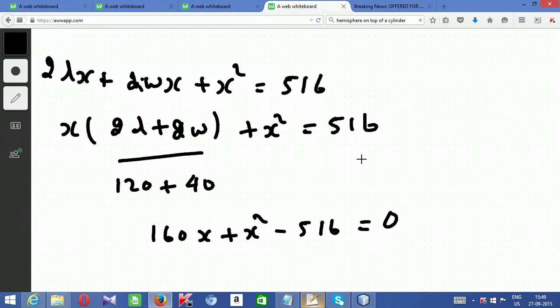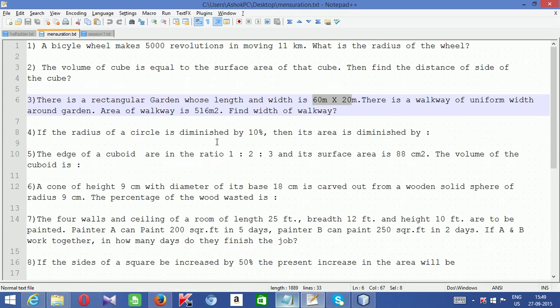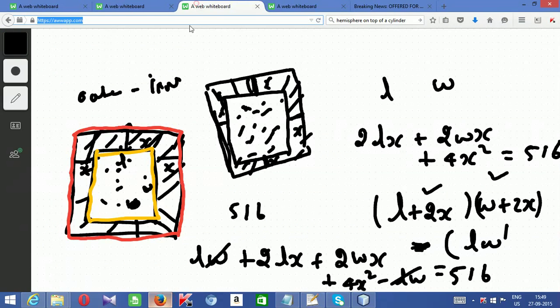So you need to solve this quadratic equation to find the width of the pathway. The question is to find the width of the pathway, right? Find the width of the walkway. Yes, so this is the width of the walkway. So the basic concept is you need to find the outer rectangle area minus the inner rectangle area. That will give you the area of the pathway. That is what they have given. The inner rectangle is just L into B, which is 60 into 20, 1200. I have not substituted those because LB will get cancelled, I know.